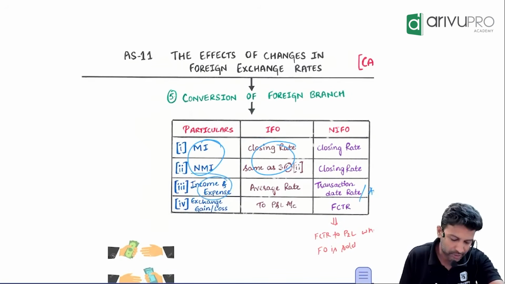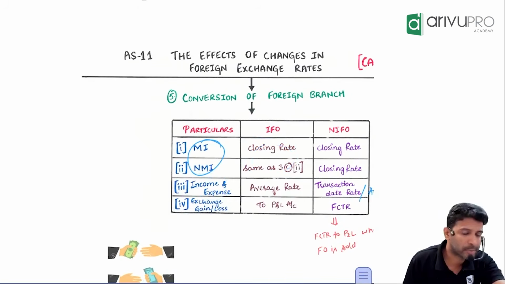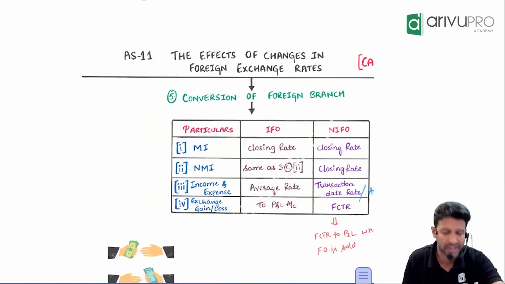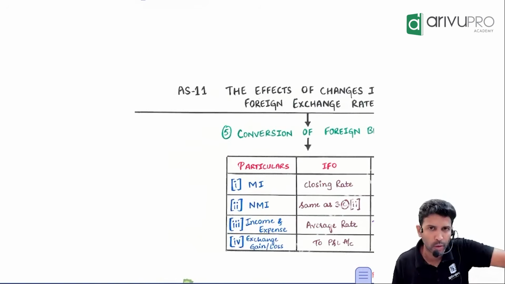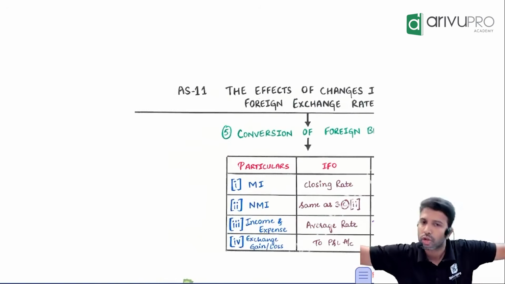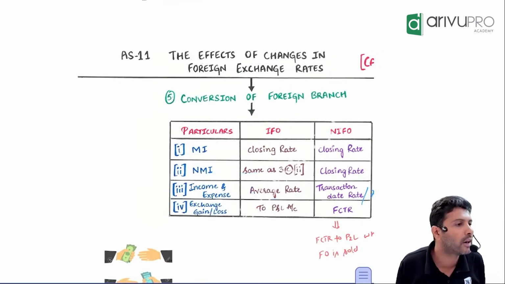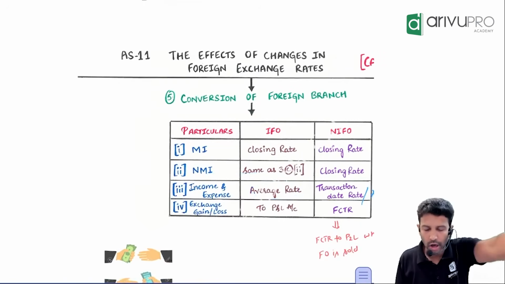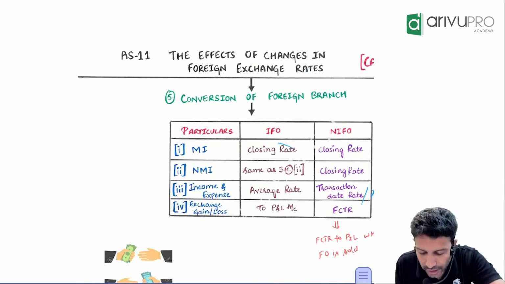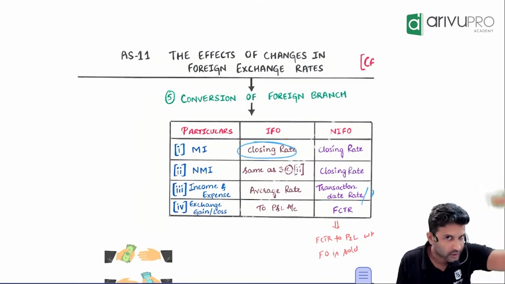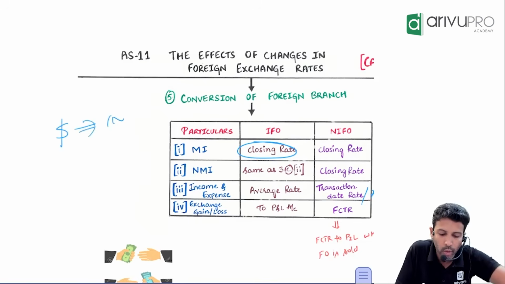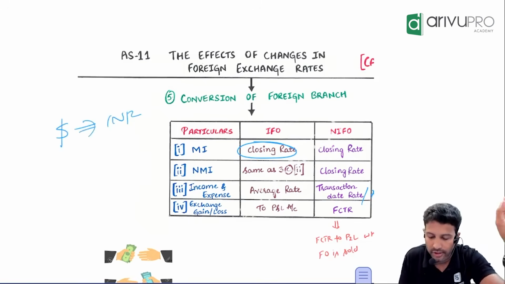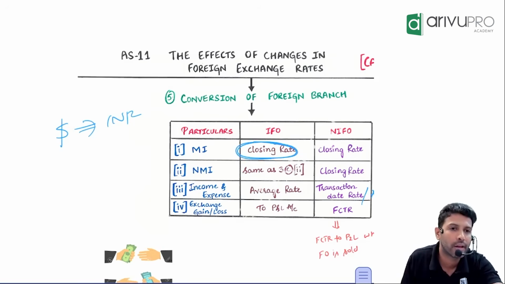For all income and expenses, what rate will you use? Average rate, because income and expenses happen throughout the year. Hence, the recommendation is to use the average rate. Now use your common sense. There is a trial balance, and all its values are initially in dollars. Now you are converting it into Indian rupees. Some items are getting converted at the closing rate, and some at the average rate.